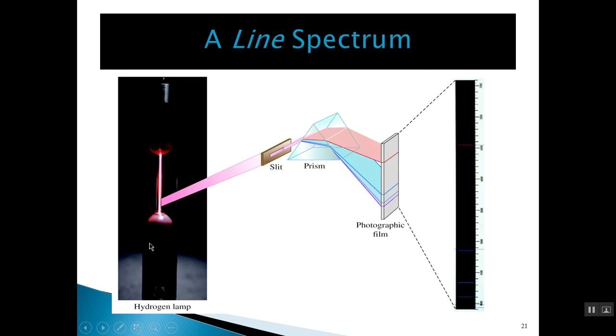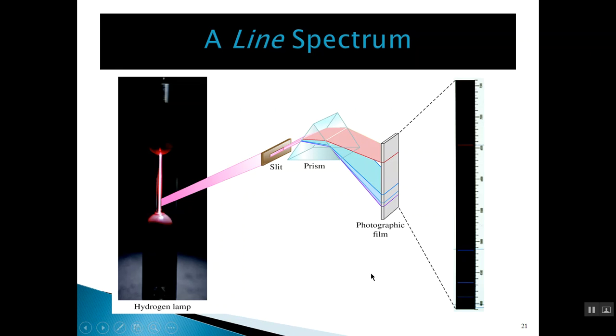It consists of hydrogen at very low pressure trapped in a tube, and it is subject to a potential difference or voltage. In other words, you have two electrodes stuck into both ends of the tube, and those electrodes are connected to an electricity source. So it produces light of a pink color, and that light is allowed to pass through the prism and splits up and is projected onto the screen, and you end up with your line spectrum.